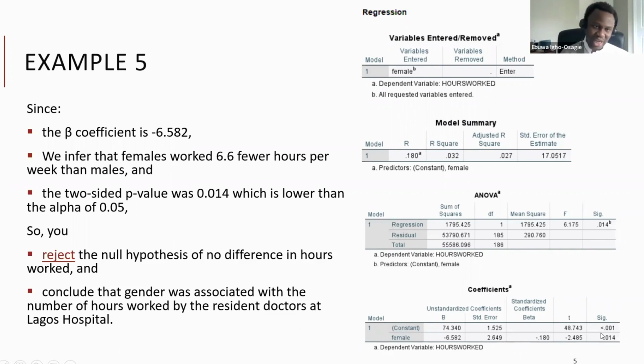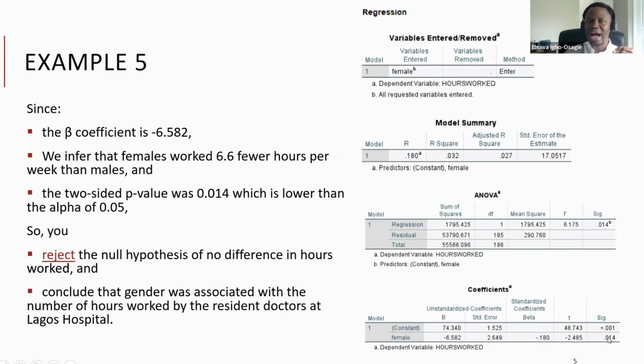So yeah. Basically, you are saying, let's talk about the constant alone. So these are male and female residents. So you're saying that if you are a resident and maybe you are genderless, we don't know your gender, we are going to assume that you work 74.3 hours a week. No, sorry, that's wrong. Okay, so let's start with the female. If you are a female resident, we're going to assume that you work 6.6 hours less than males, and we believe it because of this p-value.